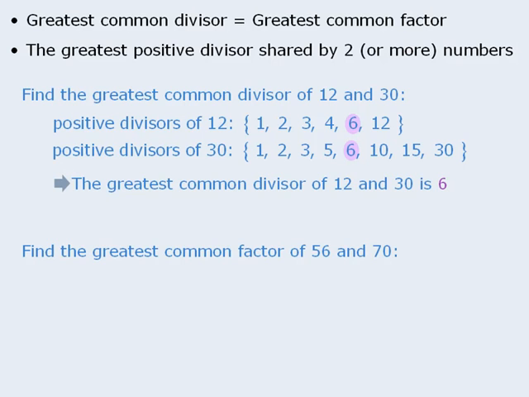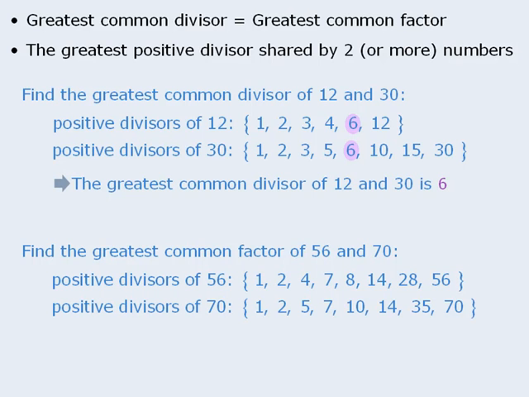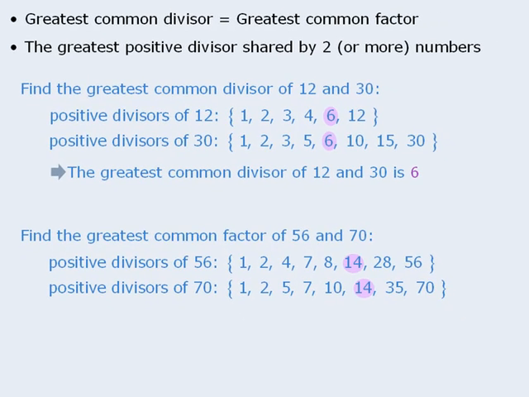Let's try one more example. To find the greatest common factor of 56 and 70, we'll list the divisors of 56 and the divisors of 70. As you can see, the divisors that they have in common are 1, 2, 7, and 14. So the greatest common factor of 56 and 70 is 14. As you have just seen, one method for finding the greatest common divisor is to list all of the positive divisors and then determine which of the common divisors is the greatest.